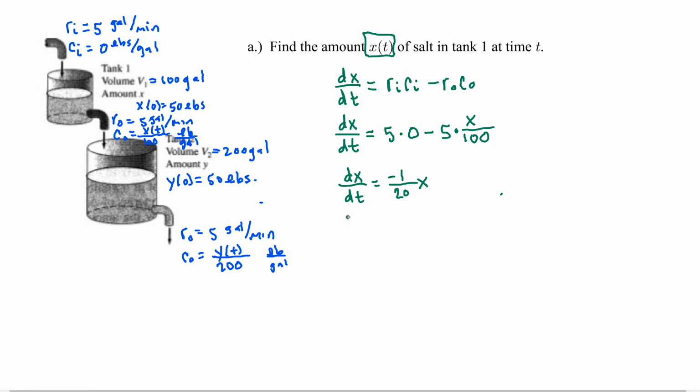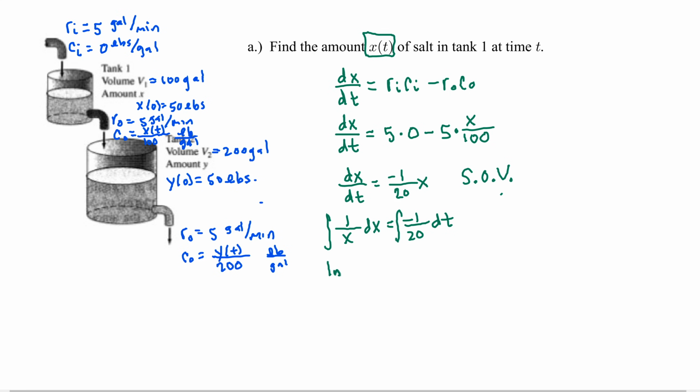We could rewrite this as 1 over x dx equals negative 1 over 20 dt. So we can solve this. We don't need the integrating factor method on this one. We can solve it very easily by separation of variables. So we integrate the left side with respect to x and the right side with respect to t.